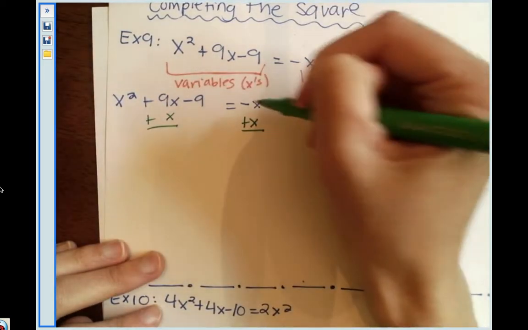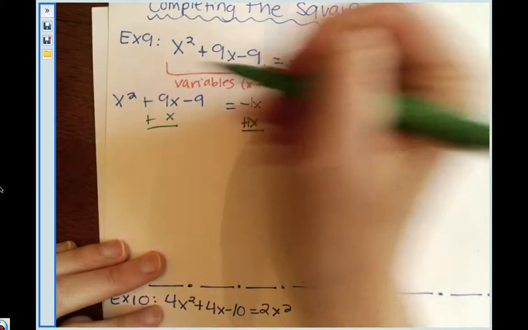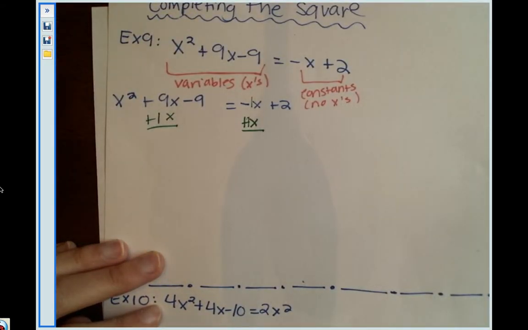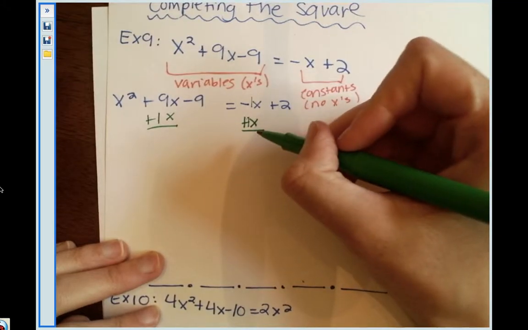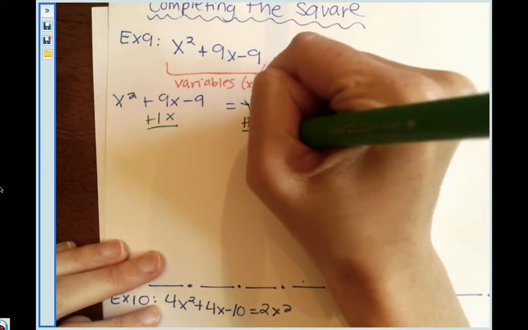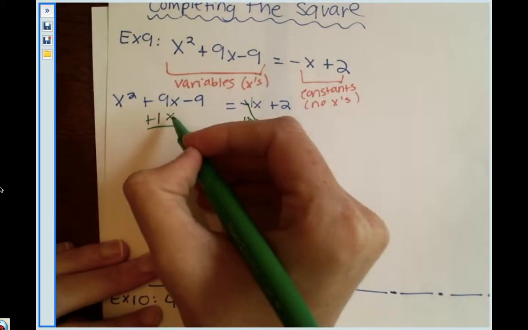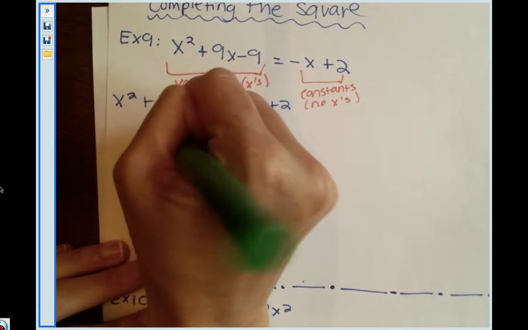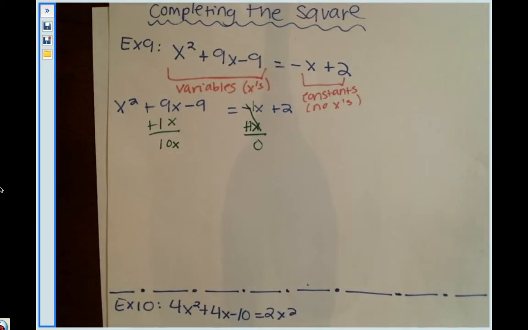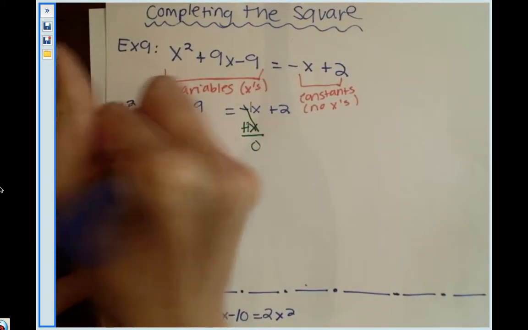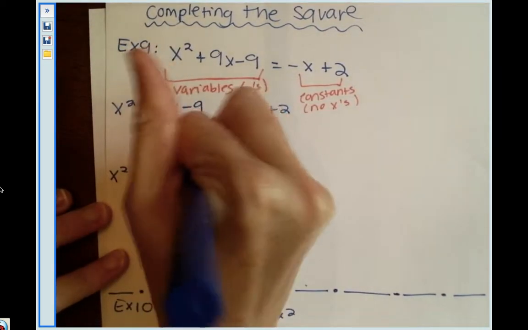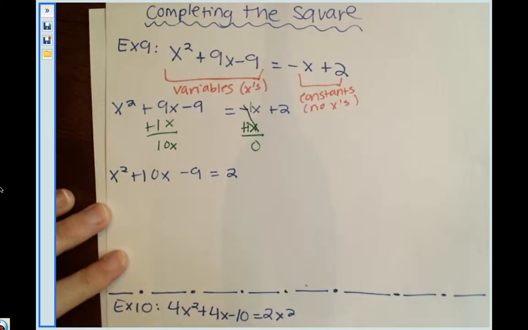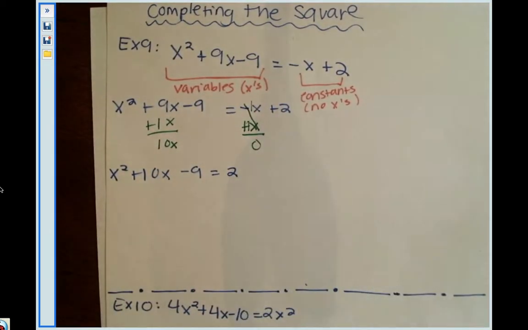Guys, which secretly there are 1s in front of these x's, if that helps you. So negative 1x plus 1x cancels and turns to 0. And 9x plus 1x is 10x. Okay, so now I have x squared plus 10x minus 9 equals 2. Alright guys, we're getting closer to being able to complete the square.